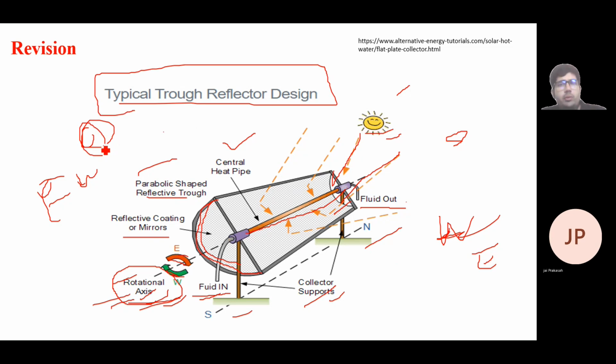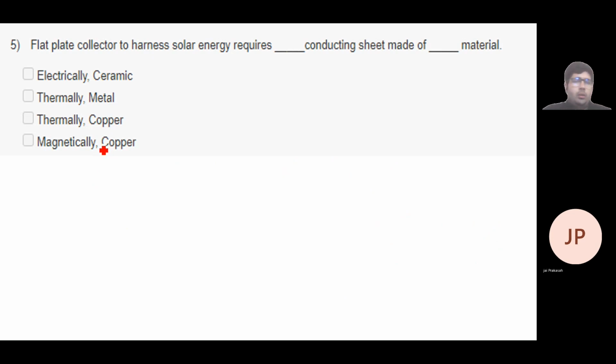Now let's see some questions. Question number 5 is: the flat plate collector to harness solar energy requires a conducting sheet made of which material? So we have covered the flat plate collector. In the flat plate collector, we have seen we are harnessing the solar energy using some conducting sheet.